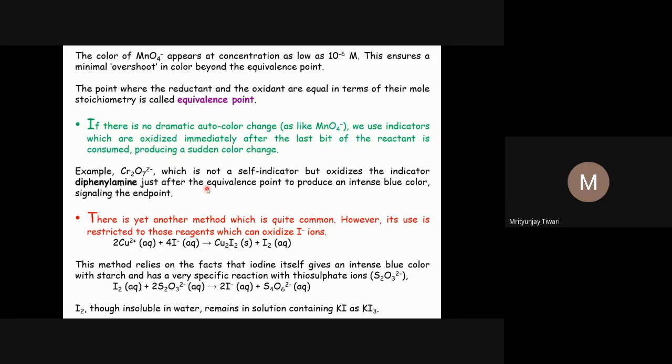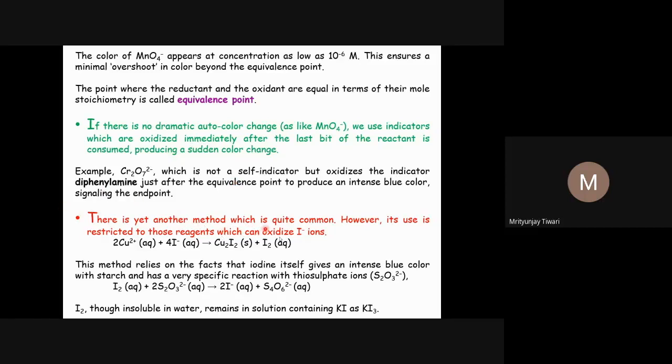So just after the equivalence point is reached, the excess dichromate that is added will react with diphenylamine and oxidize it, and based on that we see the intense blue color, signaling the end point. At this point, when we see the color, is called the end point. The equivalence point is just the previous point before the end point.